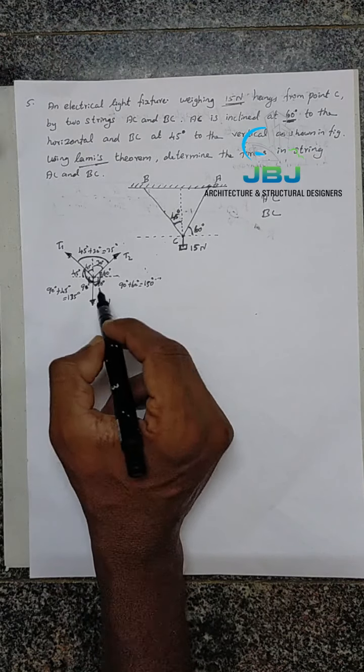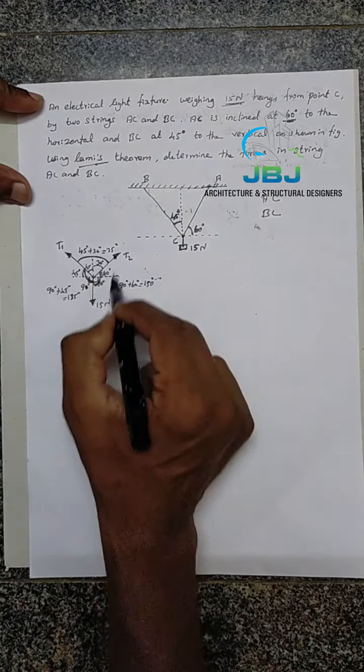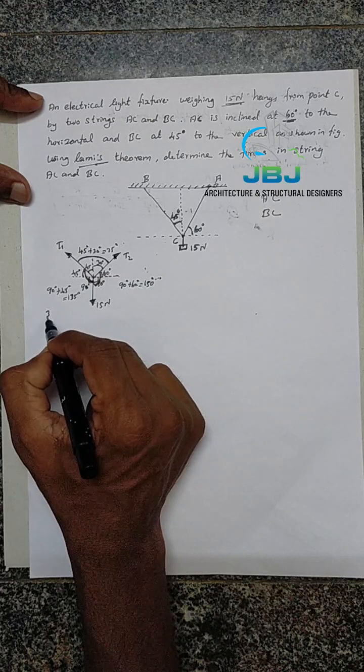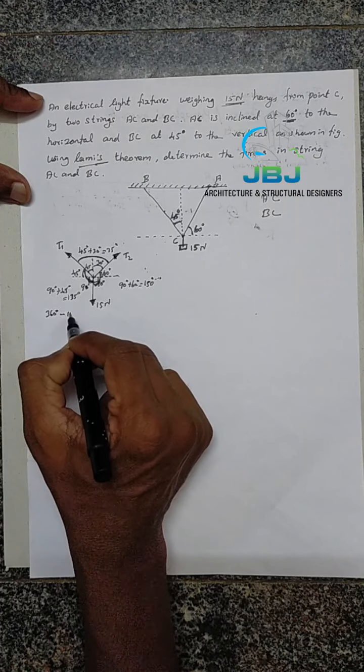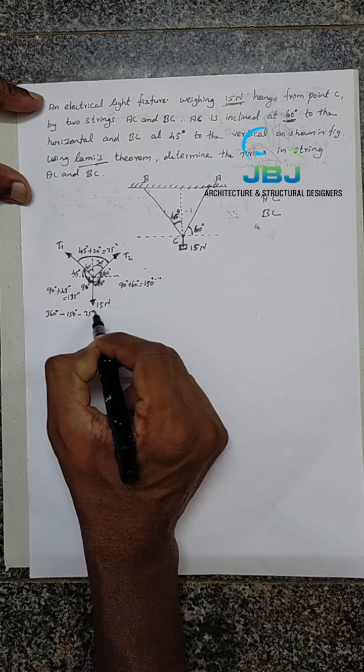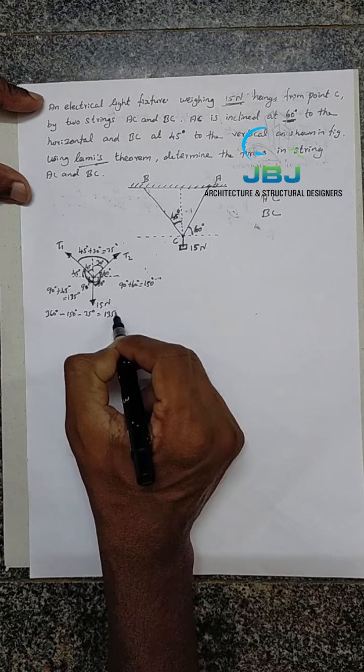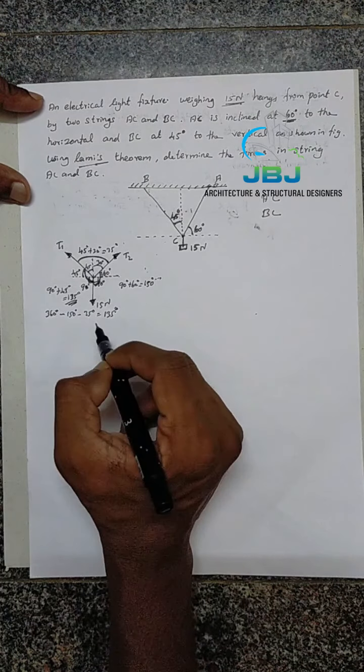Or else you can also find it like this. The total angle of one circle is 360 degrees. 360 degrees minus 150 degrees minus 75 degrees, you may get the value 135 degrees. You can also find this value.